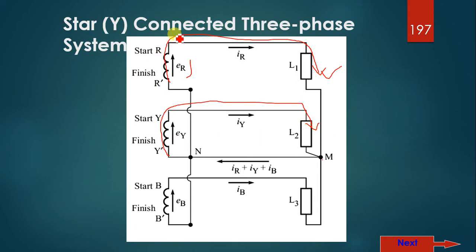This is the generator end, and this is your line, the power lines that come to your home. Similarly, you have one more load connected. So all the end terminals of the loads are connected to a point M, which is called the neutral. As I said, the equivalent current, that is sigma I, is equal to 0. This is what we have learned with star connection.